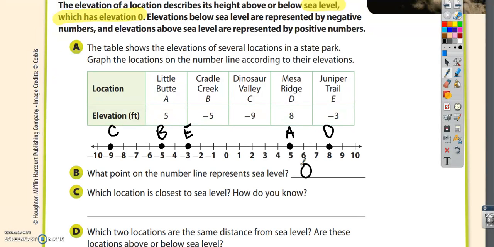Question C states, which location is closest to sea level and how do you know? Well, we just decided right here that this is sea level. And if we were forced to choose a positive number, then we could count out to A, that's closest. But it doesn't say if it has to be positive or negative. You can clearly see that E is closest to sea level. It's only 3 spots away. So I'm going to say E. It says which location. I could call it E, but it'd be better to actually call it Juniper Trail.